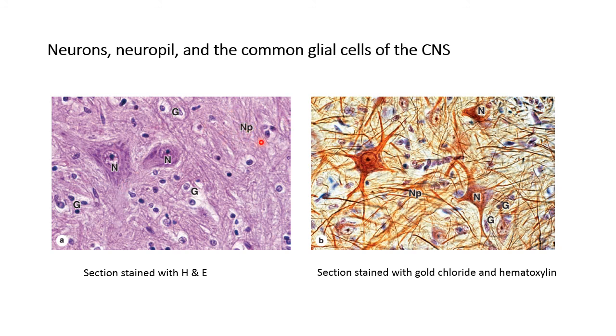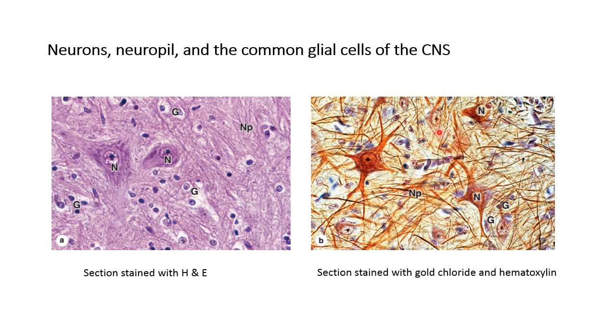NP stands for neuropil. This appears as small fibers here, and G stands for glial cell. The nucleus of glial cell actually appears here, nuclei of the glial cells. On the right side, in this section which is stained with gold chloride and hematoxylin, we also see very clearly the neuropil, how it appears. It's better than in H&E stain. These fibers are the neuropil. These processes, okay, fibrous network.